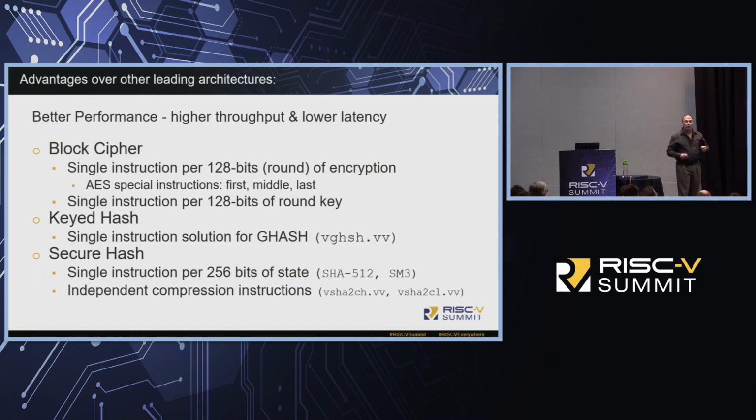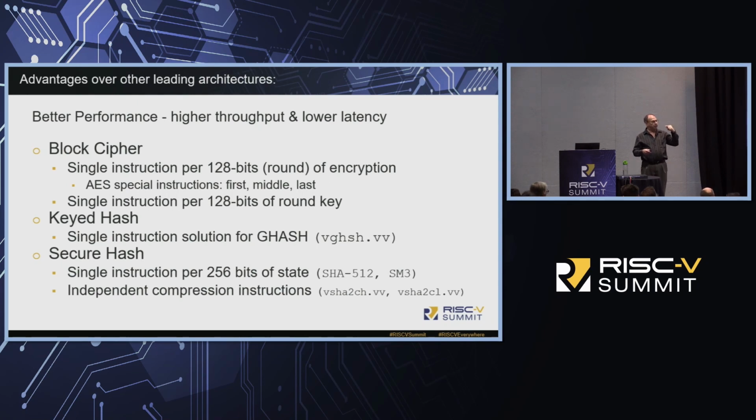Okay, so we designed these instructions looking at the algorithms themselves. And so in so doing, rather than copying others, we have a lot of advantages in the performance of these instructions. And when I say performance, I mean higher throughput and lower latency. So for the block ciphers, we have a single instruction per round. So if you're doing AES 128 encryption, there are 11 rounds. Most people think there are 10 rounds, but there's a 0th round, so there really are 11 rounds.